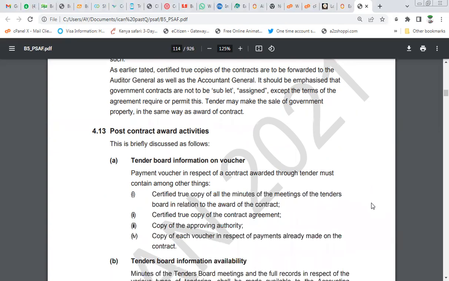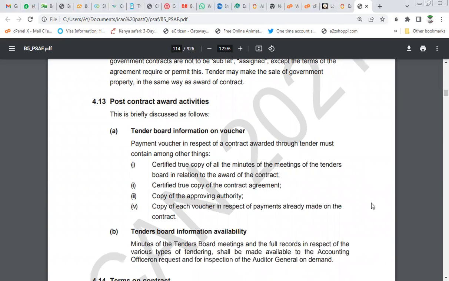Post contract, let us briefly discuss the tender board information on voucher. So a voucher itself, when you hear the word voucher in any organization, it is a control measure put in place by an organization before funds, money, is released from that organization. It is a control measure in the sense that in a voucher, there are checks and balances. What I mean is that when you see a voucher, there are people who will sign on that voucher approving the release of that particular amount, depending on the organization or the individual, the size of the entity.